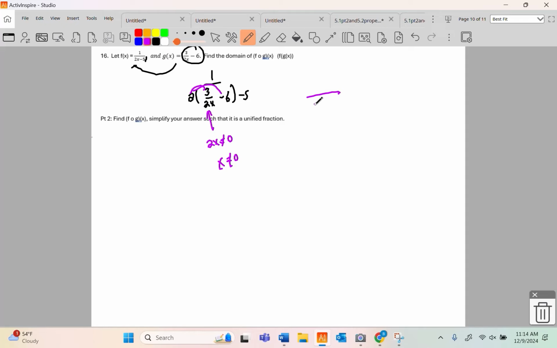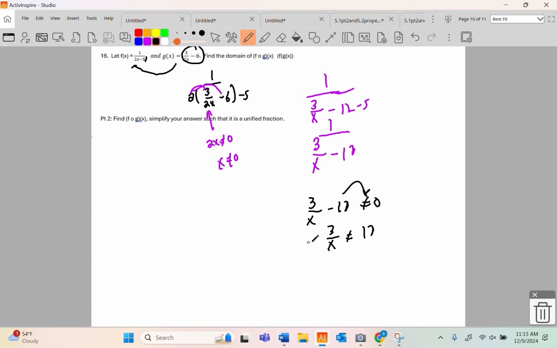I'm going to distribute that too. 3 over x minus 12 and then minus 5. So 3 over x minus 17, all under 1. So since I can't divide by 0, 3 over x minus 17 is not 0. I add 17. I multiply both sides by x. So 3 is not 17x, and x is not 3/17. There's my two things I can't do.